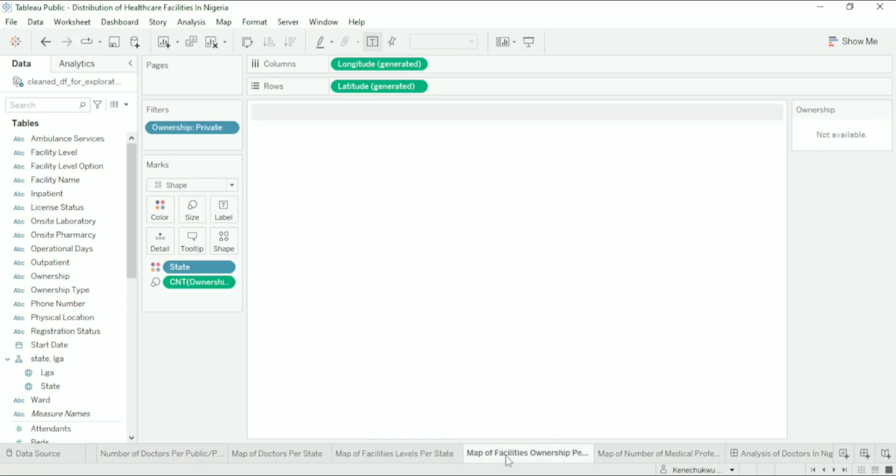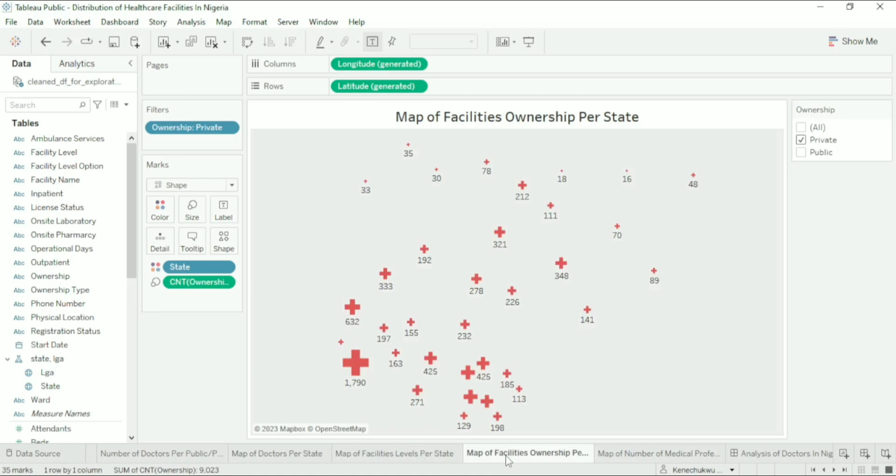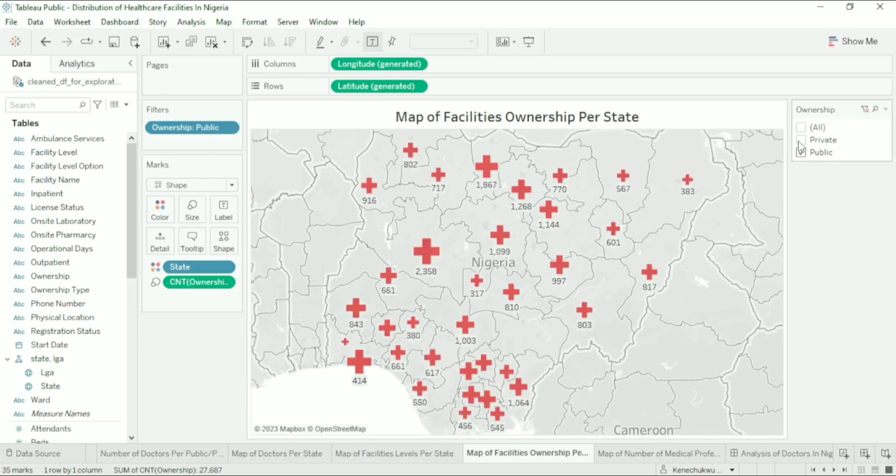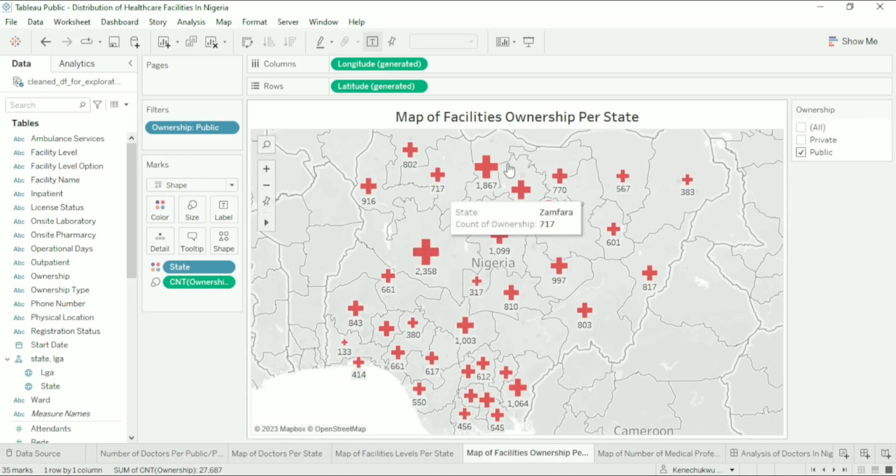Okay, let me check the ownership per state. This is a map of facility ownership per state. So how many private facilities and how many public facilities each state has. Now for the private, we have more private facilities in Lagos and, okay, other states. Now the opposite will be the case when we check it out for public. For public, there are more in the north again.